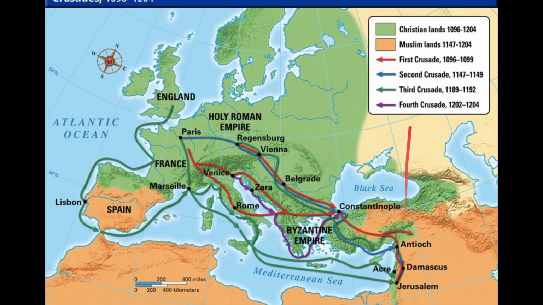You'll notice that this green color actually goes all the way down into Jerusalem, and that's actually the goal. So at the very beginning, the First Crusade, the goal is to recapture Jerusalem. Jerusalem at this time is known as the Holy Land, because Jesus walked around in that time in the city of Jerusalem. That's where he was crucified.